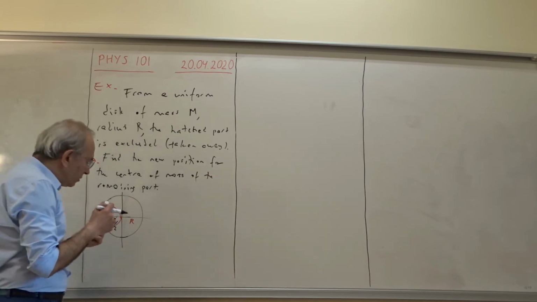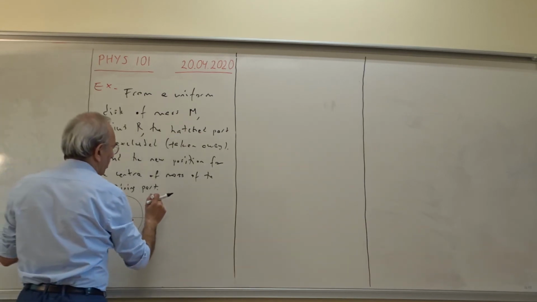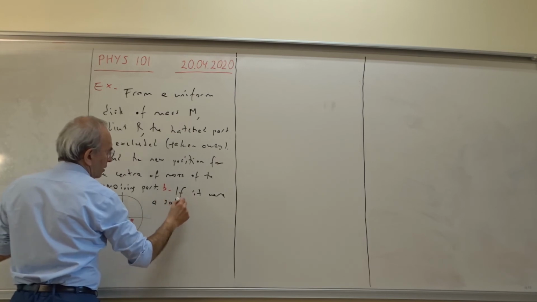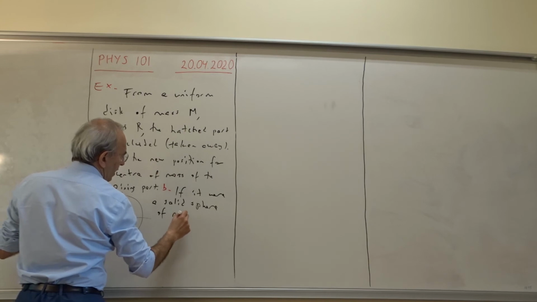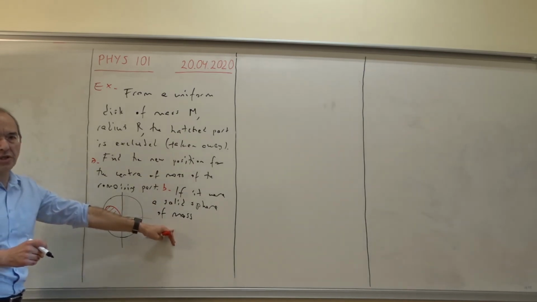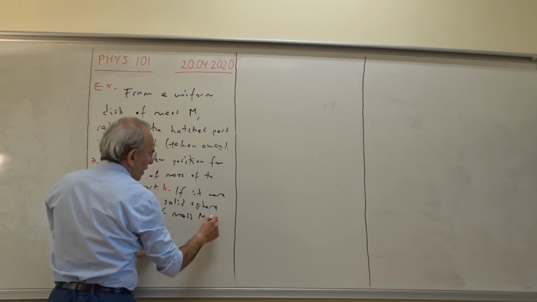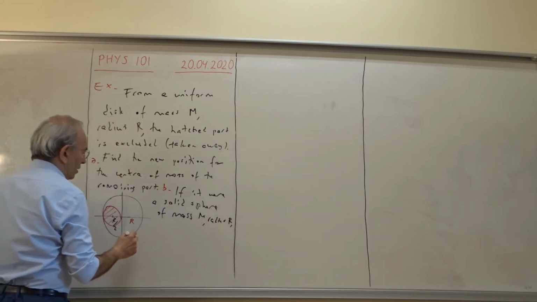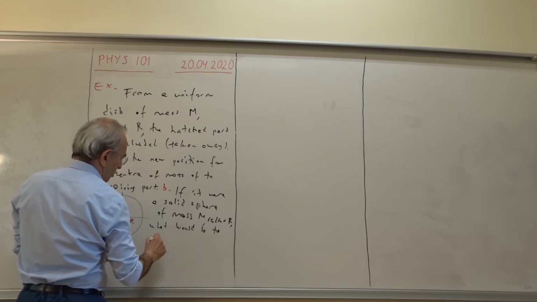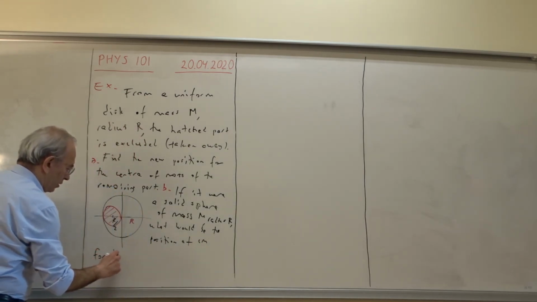Part b is a similar case, but now we don't have a disk, we have a solid sphere. If it were a solid sphere of mass, of course uniform, because if it weren't uniform, you wouldn't be able to use the following trick to calculate the mass of the excluded part. If it were a solid sphere of mass m, radius r, what would be the position of the center of mass for the remaining part?